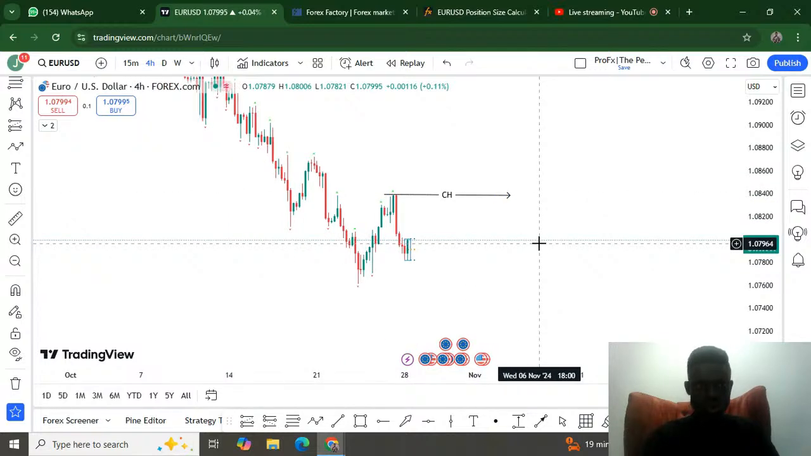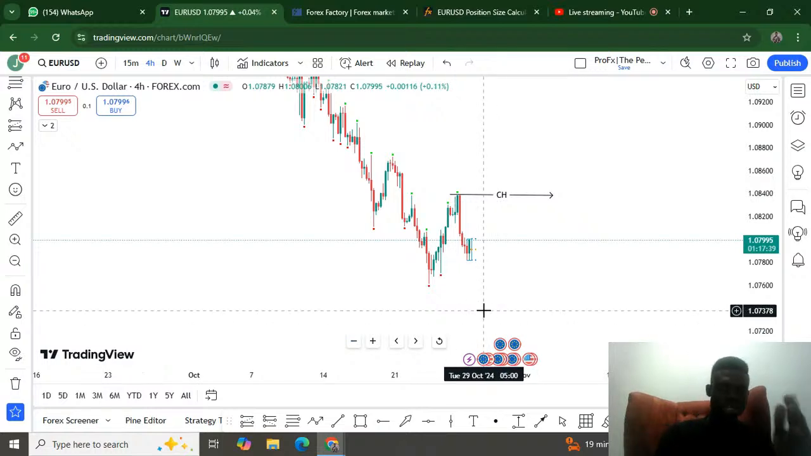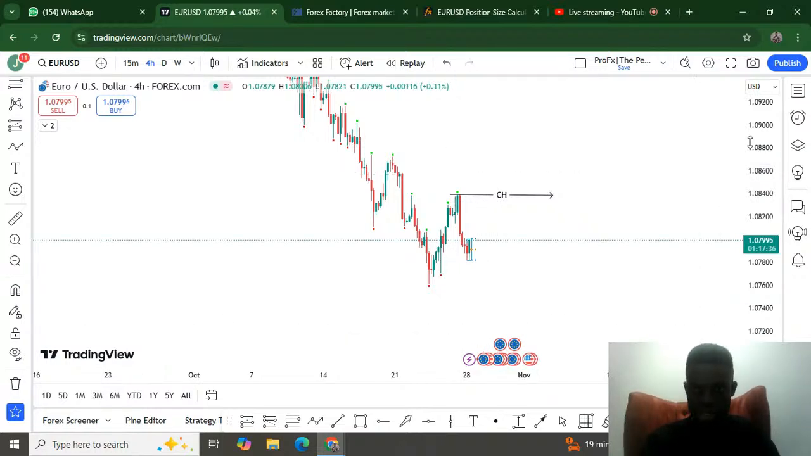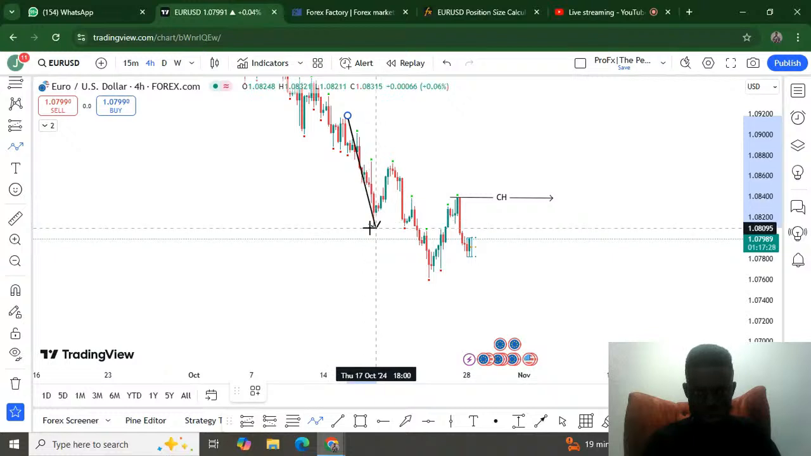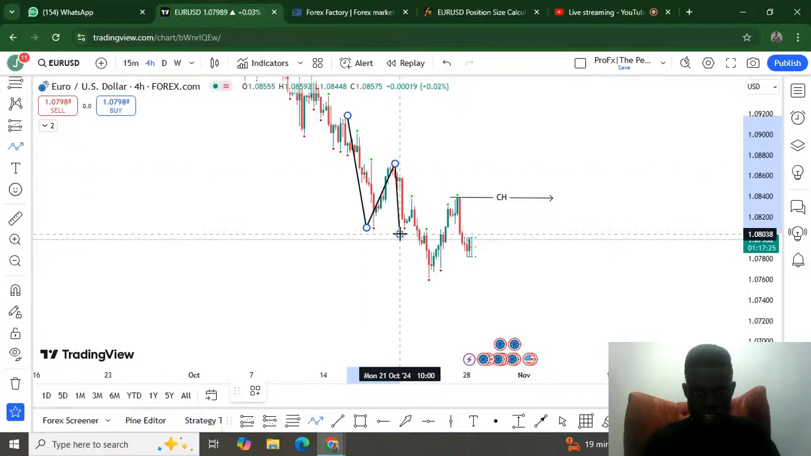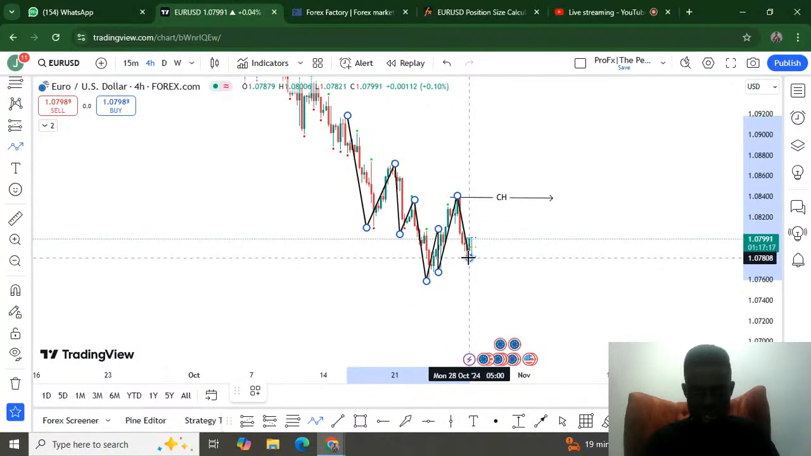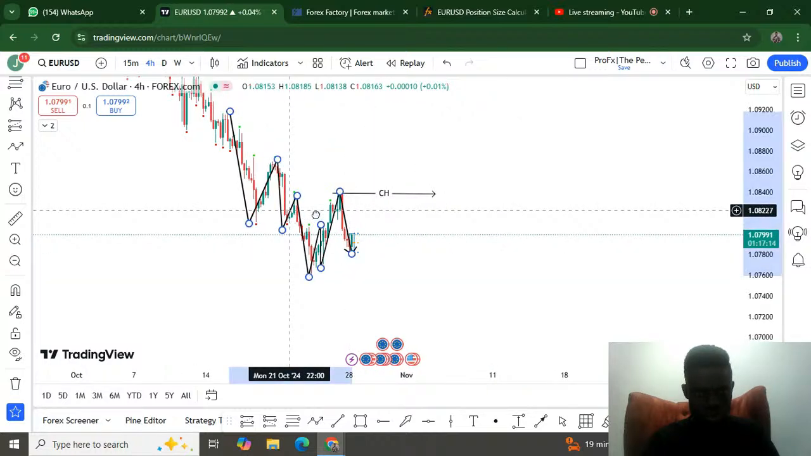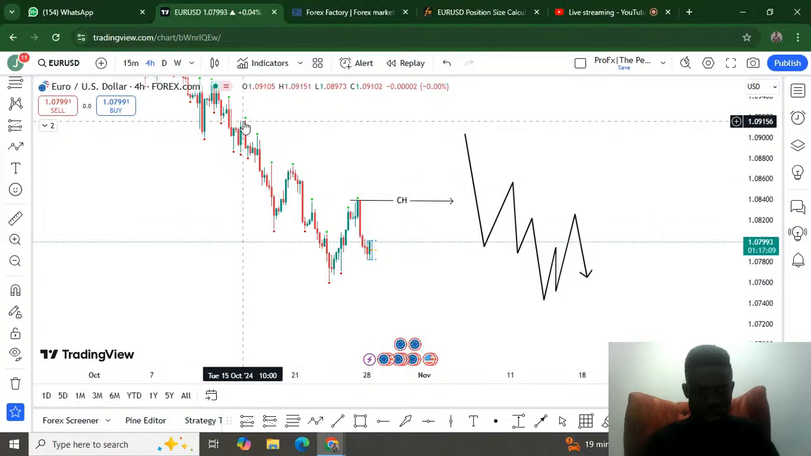So this is how to do a top-down analysis. Okay, now we have done weekly, daily, 4 hours. Now let's go into 15 minutes, 5 minutes, and 1 minute. So if this is my 4 hour structure, I want to go into 15 minutes to see what is currently happening. This is 4 hours, right? I picked it from here. So let's go to 15 minutes.